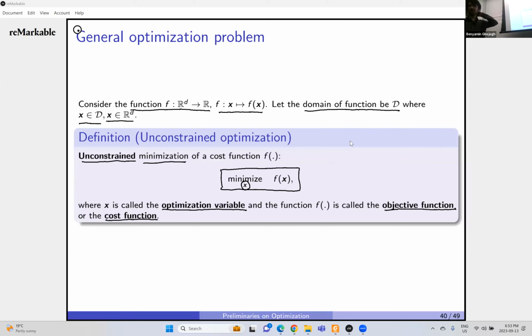Why do I call it cost function? Because I want to minimize it. If I wanted to maximize it, I probably would call it either objective function again or fitness function or benefit function, whatever you call it.